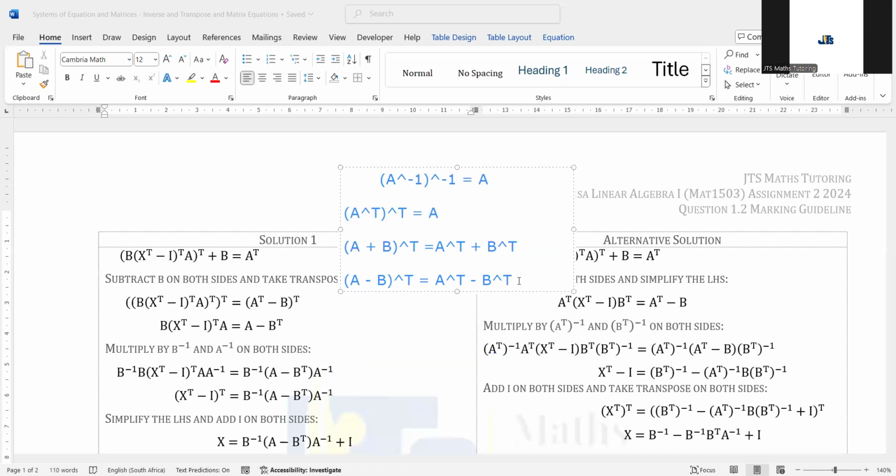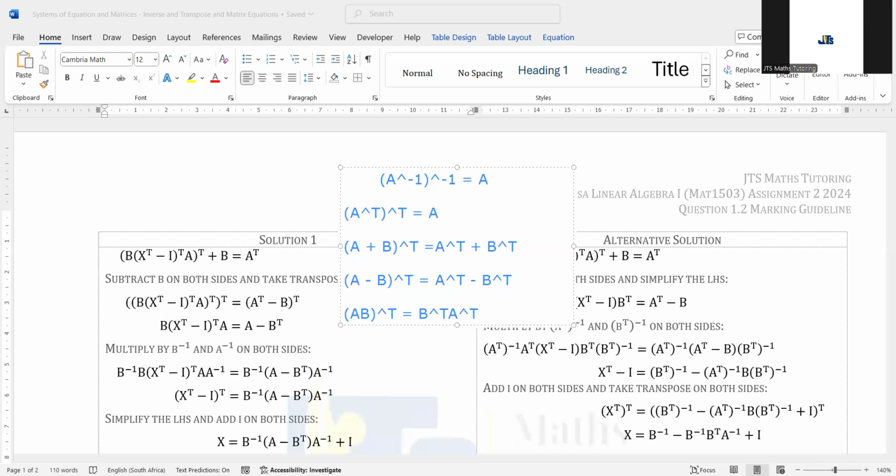Another thing which you also need to know and understand is, when you have a product and you take the transpose of that product, you are going to get the product of the individual matrices, but in reverse order. Take note of that.